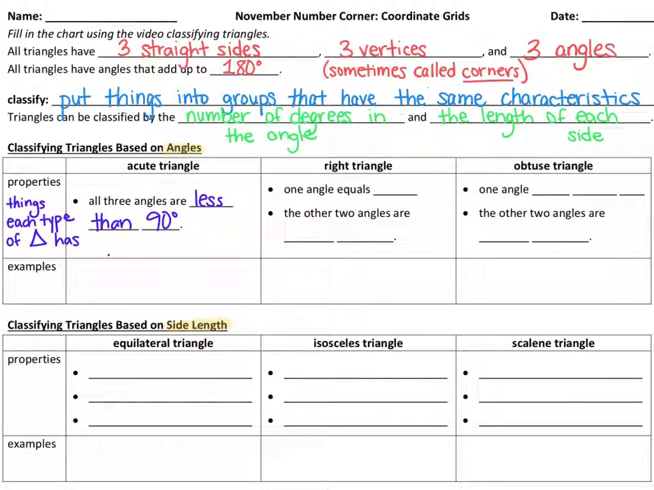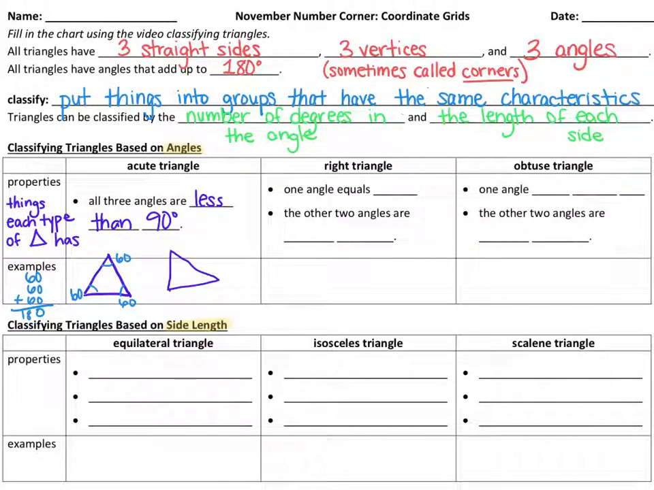So when we make an acute triangle, each of the degrees, this one might be 60 degrees, this one is 60 degrees, and this one is 60 degrees. So when we learned up at the top that all triangles have angles that add up to 180, if I add 60 plus 60 plus 60, I should get 180.